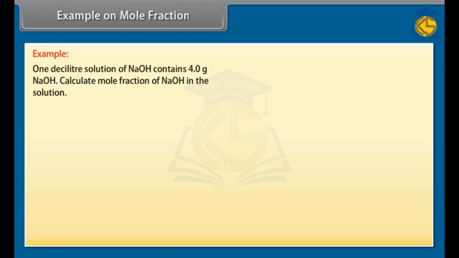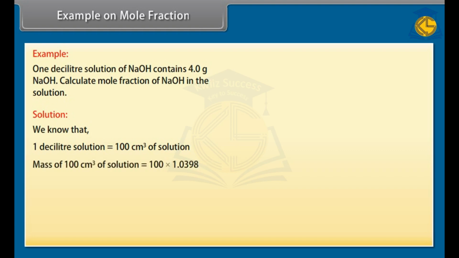1 deciliter solution of NaOH contains 4 gram NaOH. Calculate the mole fraction of NaOH in the solution. Let's see the solution. We know that 1 deciliter solution is equal to 100 cubic centimeter of solution. Mass of 100 cubic centimeter of solution is equal to 100 into 1.0398, which is equal to 103.8 grams.